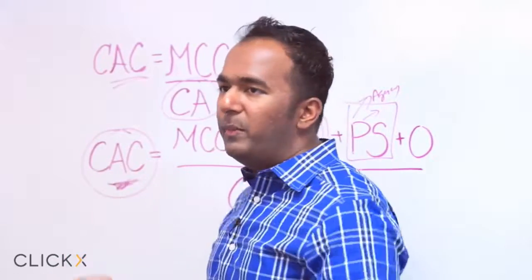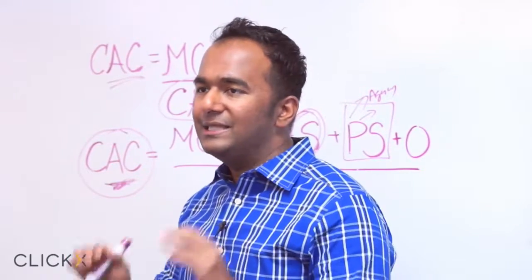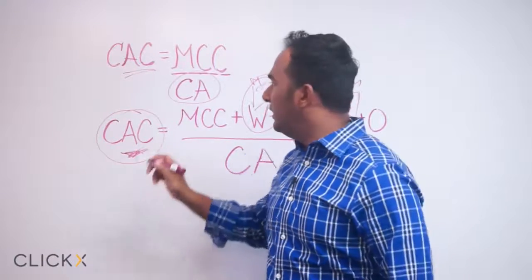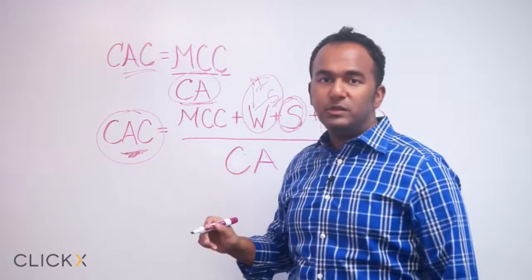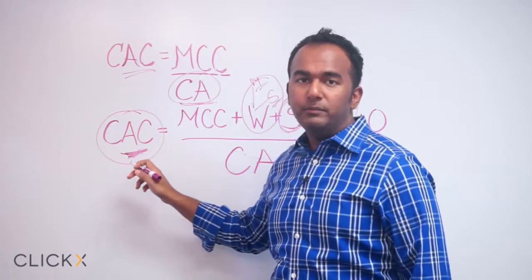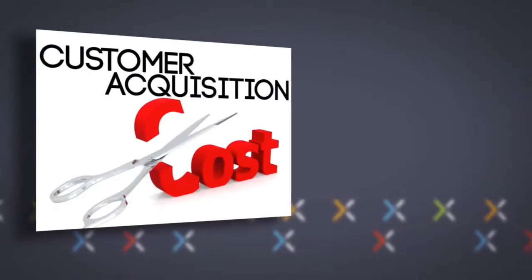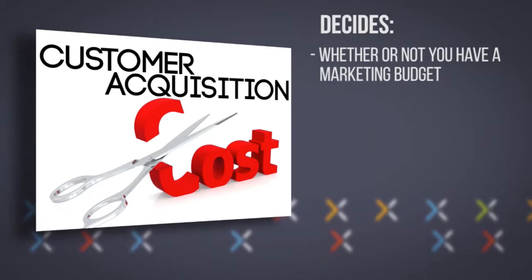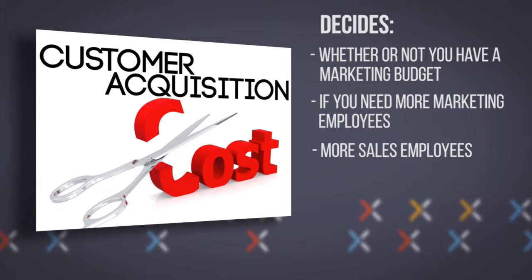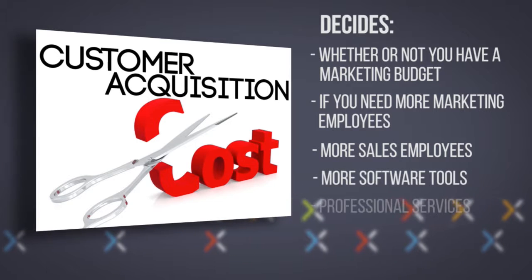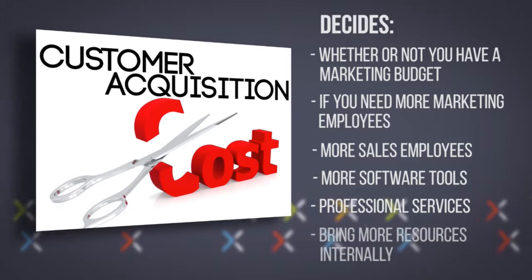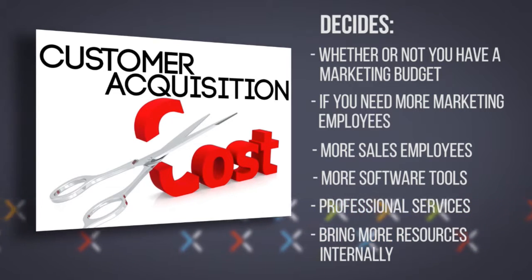I understand all the metrics, they're all different, but at the end of the day, as the organization, from a finance department or the CEO's perspective, you need to understand that whether it takes 3 months to close a deal or it takes 3 days to close a deal, the number is the number is the number. All right, this is the number you need to work on. This decides whether or not you have a marketing budget. This will decide whether you need more marketing people or salespeople. This will decide whether or not you need more software or professional services or even bringing on more resources internally to execute. It is all going to be dependent on this number.